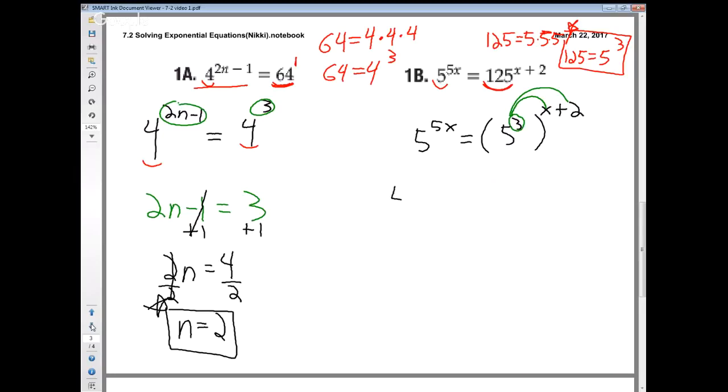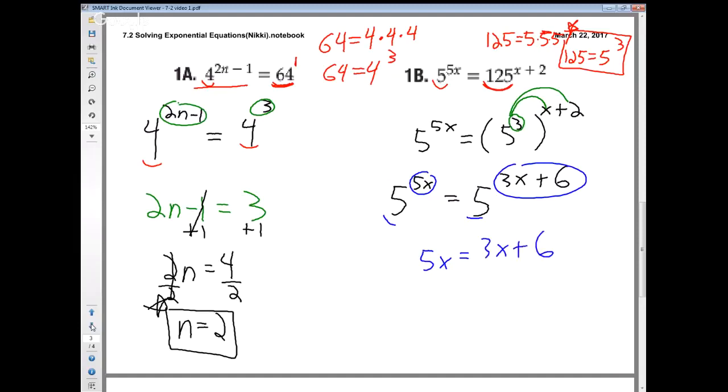So let's go ahead and do that. 5 to the 5x. And then over here, we'll still have a base of 5. 3 times x is going to be 3x. And then distribute the 3 to the 2, which becomes a positive 6, or plus 6. All right, so our bases are the same, 5 and 5. So now just set the exponents equal, and let's find that x value. 5x equal to 3x plus 6.